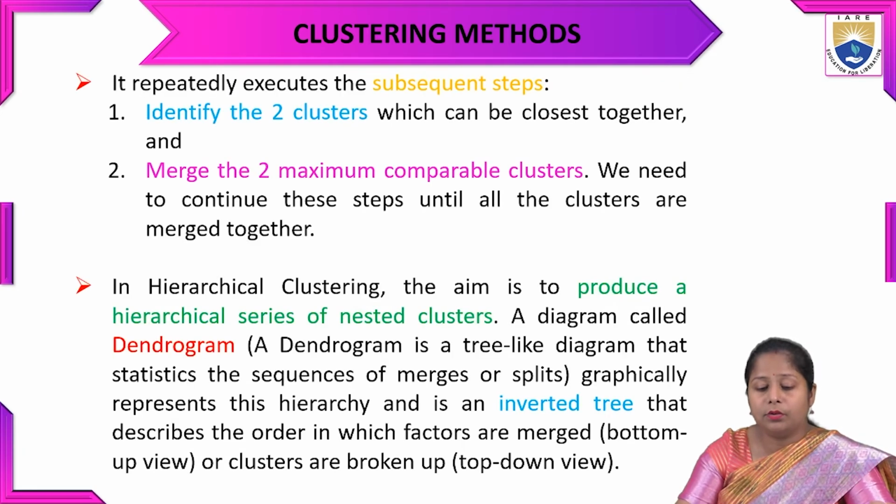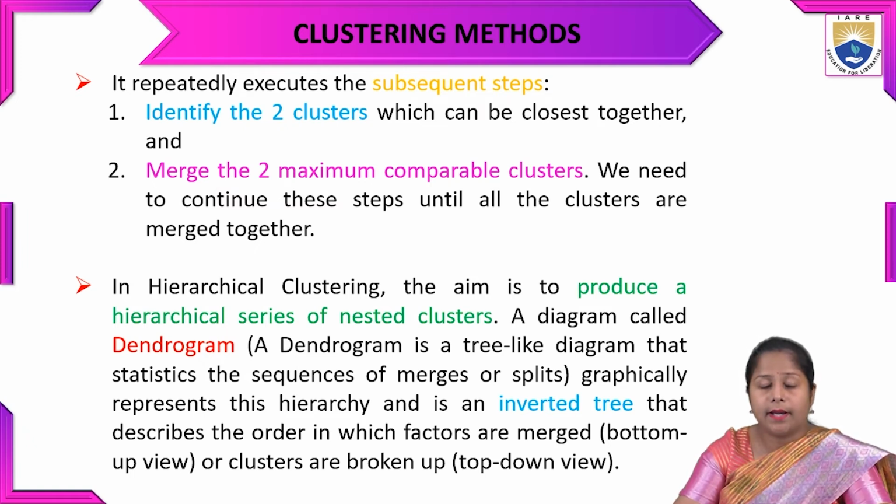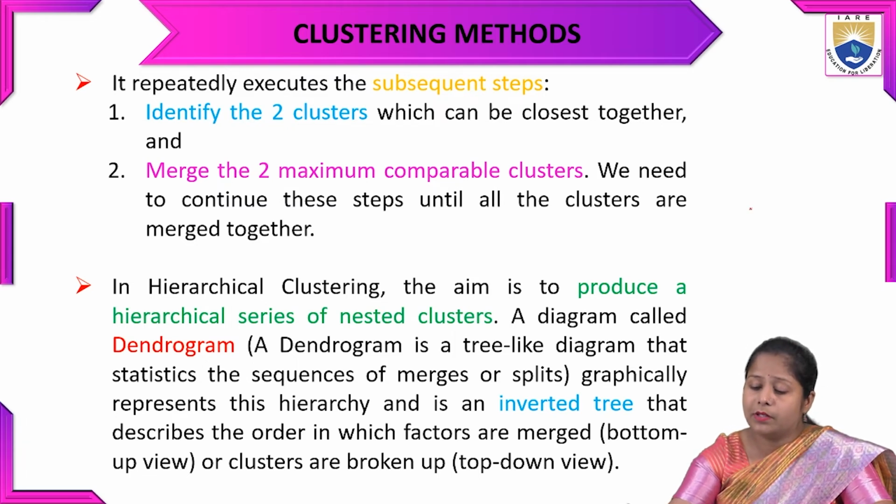It performs the following steps: identify the two clusters which are closest together, then merge the two most comparable clusters. Again and again we have to do these things in hierarchical clustering. The aim is to produce a hierarchical series of nested clusters. A diagram of this is called a dendrogram. A dendrogram looks like this.